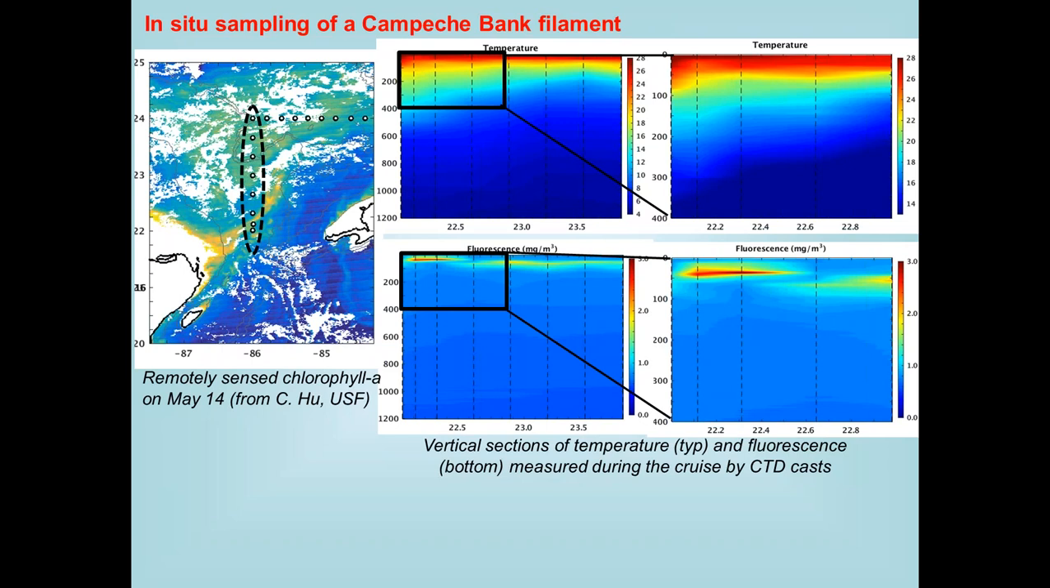And also in fluorescence, we see a typical signal, a layer of more intense fluorescence that is really different from the waters in the vicinity. So this is a typical signature of this filament that is being advected away and that we were able to sample.